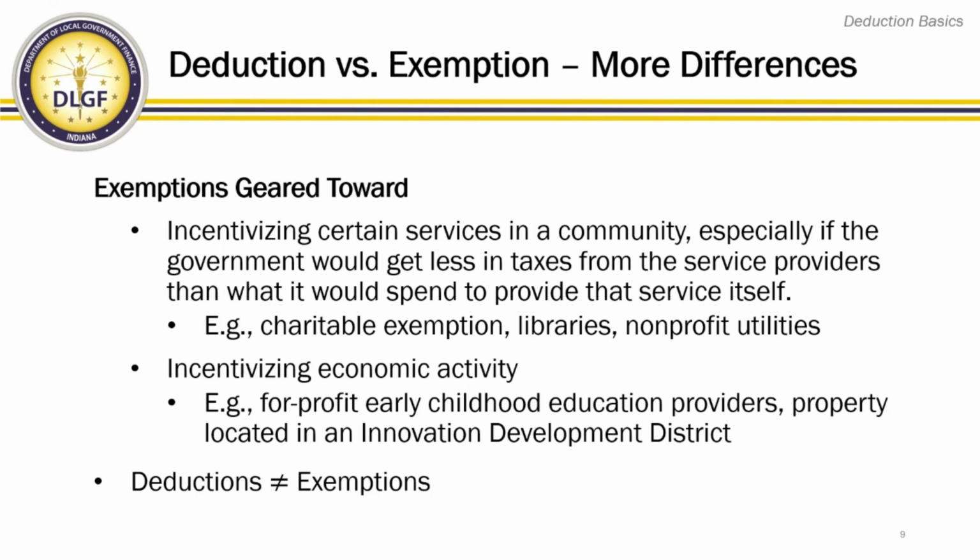Whereas exemptions are geared towards different incentivizing aspects. Some could be needs or services in a community, especially if it's a service type that has typically or would normally be covered by a government body. And so if a not-for-profit, for instance, or a library or a nonprofit utility is able to provide a government function, it's incentivizing the services that are being provided by that entity in lieu of the government providing them.